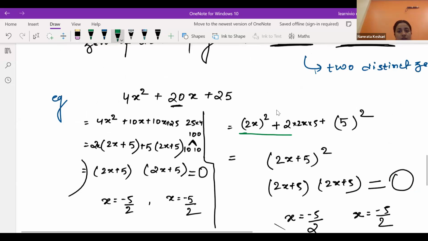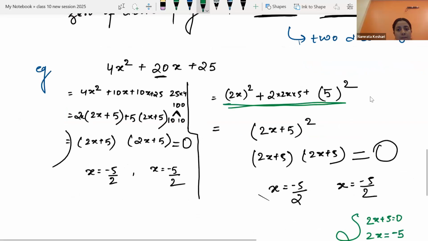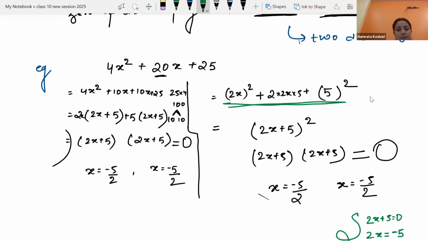This is a formula. Can you see? Why the whole middle one? Your voice is not clear. Can you please repeat? 2x plus square plus 2 into 2x.